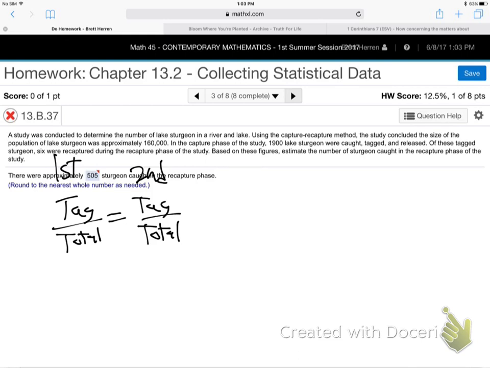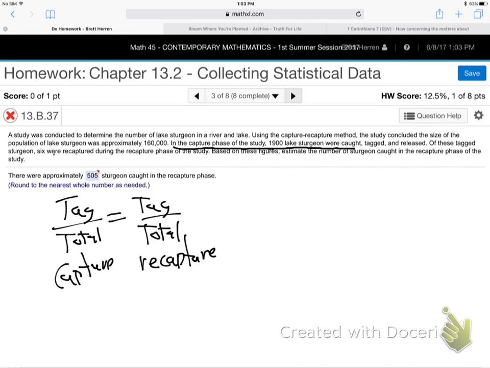Okay, so instead of first and second, maybe it'd be helpful if I gave you guys capture, recapture. That's another way. First time, second time, or capture, recapture. So use that to help. Because right here it says 1,900 were caught. It says in the capture phase. See that? So that's in the first phase. Because capture and then recapture. So 1,900 were caught, tagged, and released.